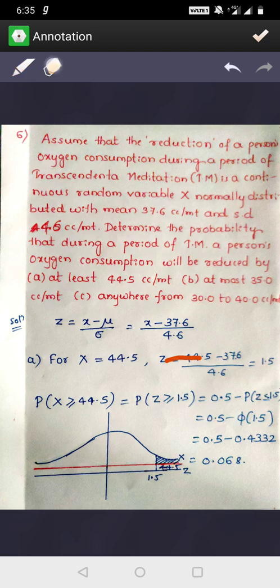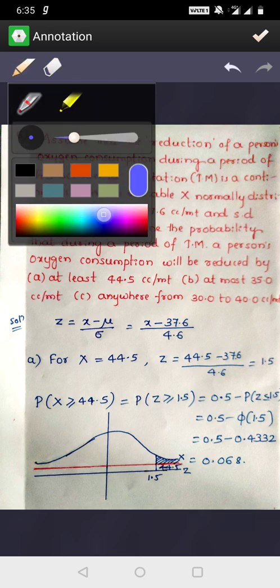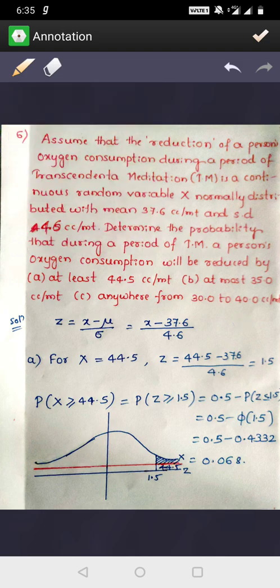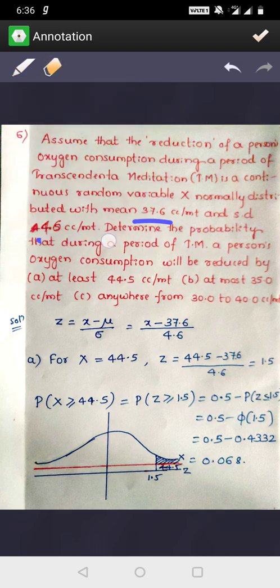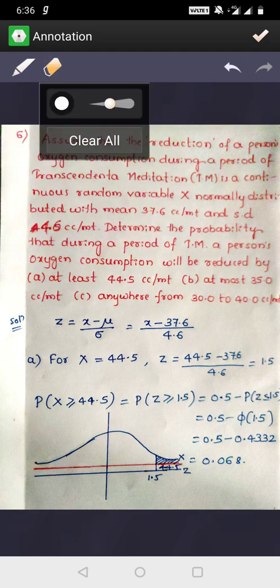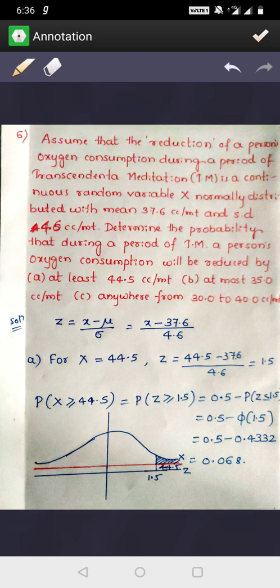So here we are given the mean and standard deviation. The mean is 37.6 and the standard deviation is 4.6 cc. Z will be (x minus mu) by sigma, which is (x minus 37.6) divided by 4.6.